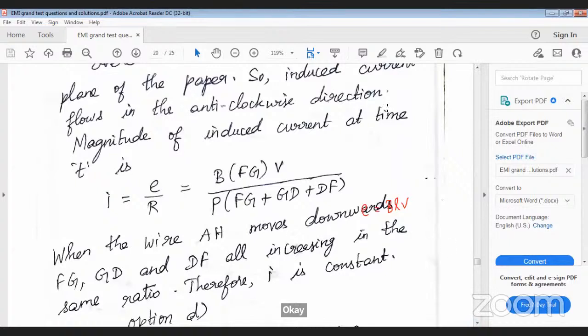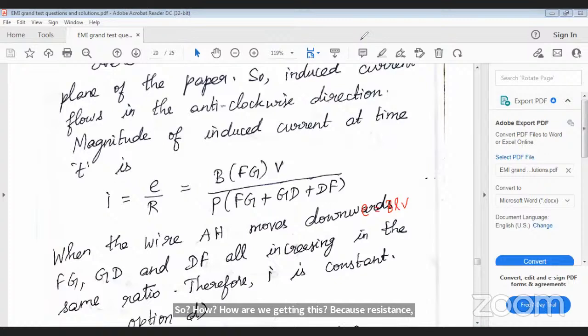So how are we getting this? Because resistance per unit length multiplied with the length will give you the total resistance. So here, FG plus GD plus DF. Here you see the wire AH is moved downwards.